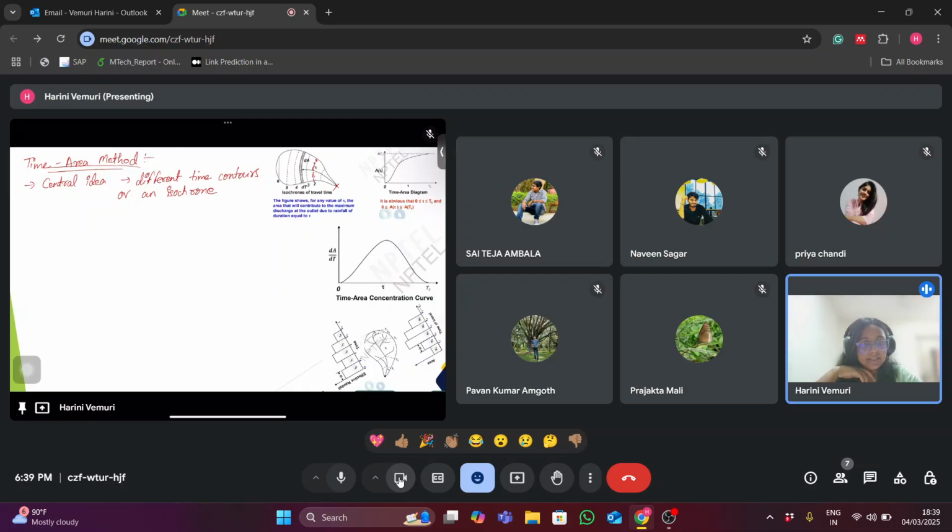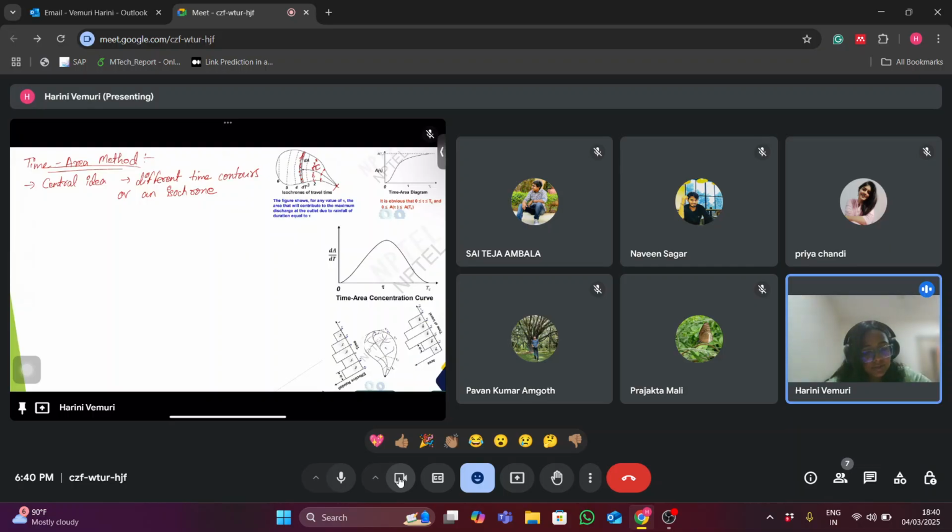Now, is it clear what an isochrone is? If that is clear, then I'll move on. Then we will establish a time area diagram. First we have developed the isochrones of travel time. Suppose we have a dA area, and each point in this area will take time tau to reach the outlet. Each water droplet in this area will reach the outlet in time tau.